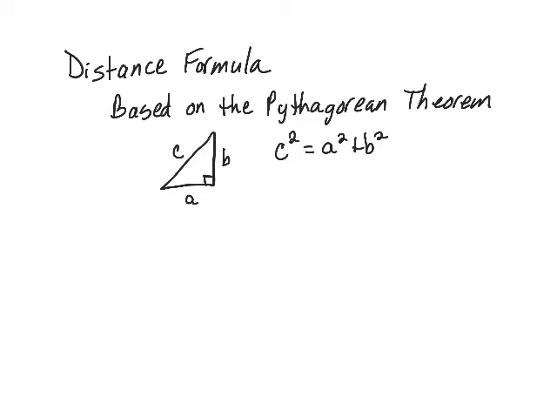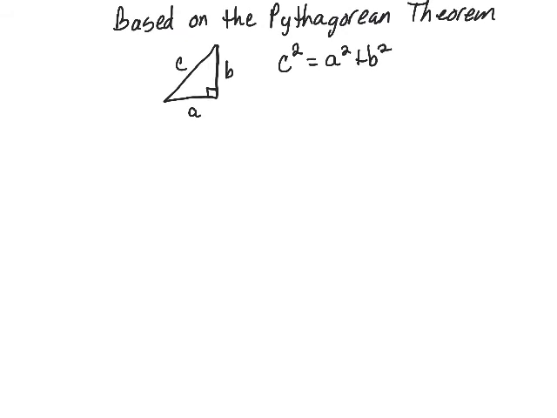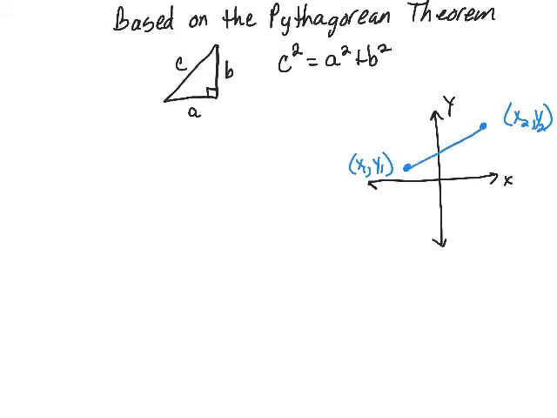So let's sketch a graph so we can work in general terms here. Here's my y-axis, here's my x-axis, and let's say I have a line segment. So I have two coordinate points. We're going to label them in general terms. So we're going to say this is x1, y1, and x2, y2. And I want to find the length of that line segment. Well, here's what I can do.